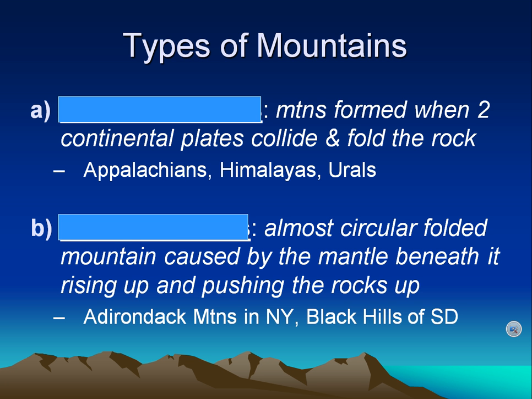Mountains, there are four different types of mountains. First, we have the folded mountains. These are formed where two continental plates collide and the rock becomes folded, making those anticlines and synclines. Great examples are the Appalachians and the Himalayas.